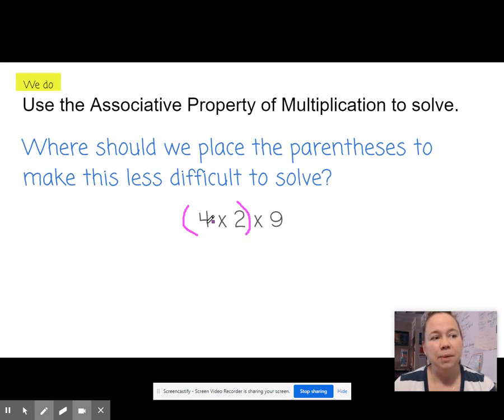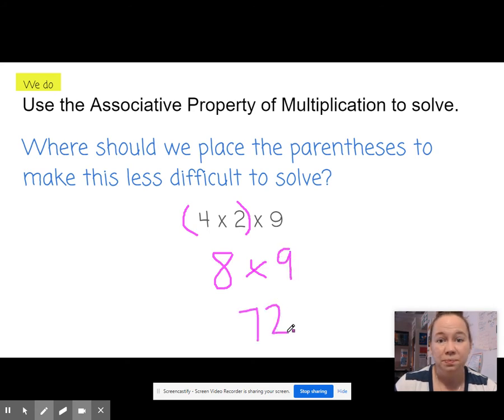Now someone's going to ask me, can we group the 4 and the 9? Well, you could rewrite this number problem and group the 4 and the 9, but then you're still looking at 4 times 9, which is 36. So 4 times 9 is 36 times 2, not mental math. So I suggest you group this 4 times 2 is 8 times, whoops, I almost wrote plus, 9, and that would equal 72. Okay? Let's try another one.